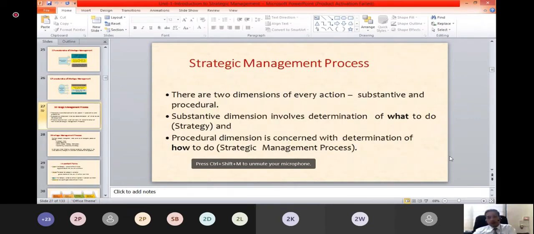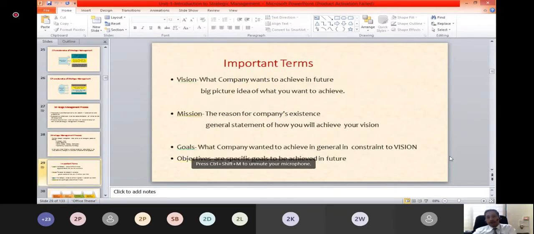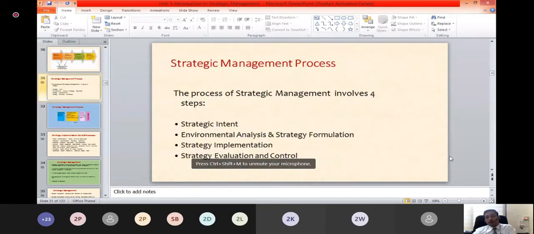Then the process of strategic management. What is that strategic management process? And into that, various basic concepts like vision, mission, goals, objectives that we discussed. And in that, the process starts with strategic intent. There are different stages of this strategic management, and these stages may be strategic intent, environmental analysis and strategy formulation, strategy implementation, strategy evaluation and control.